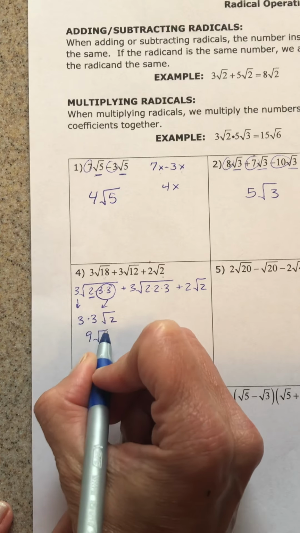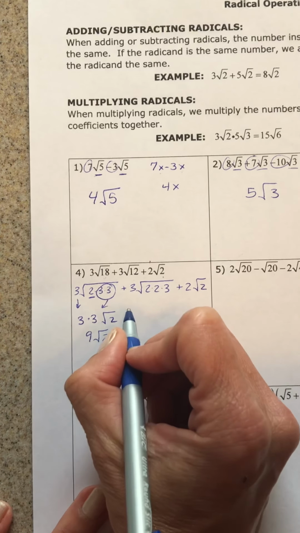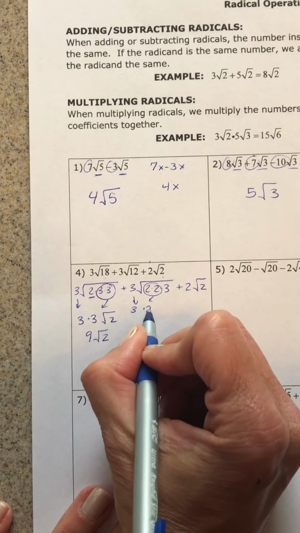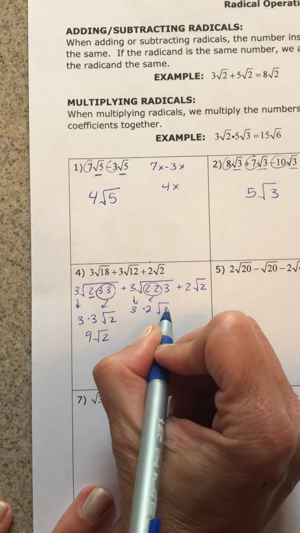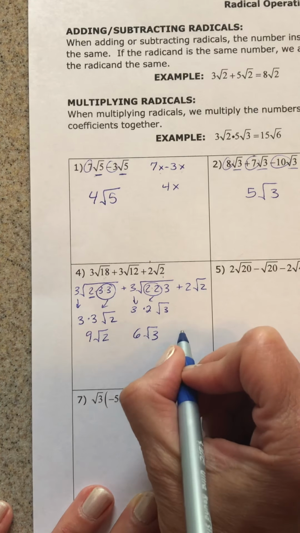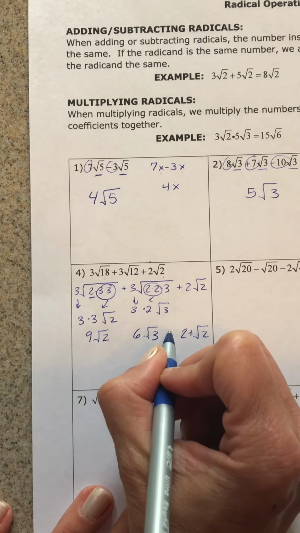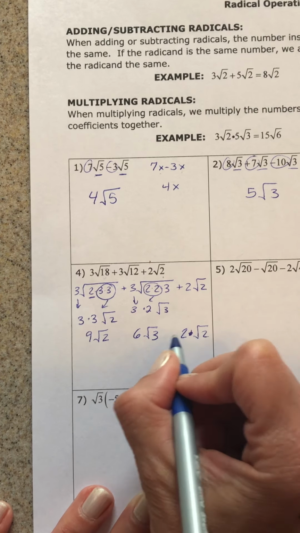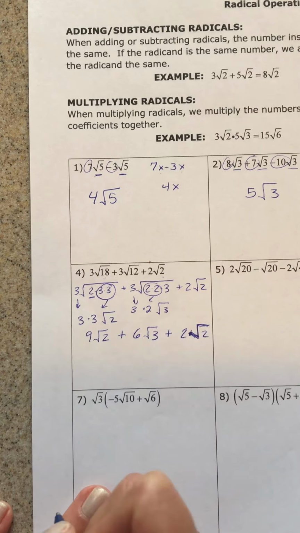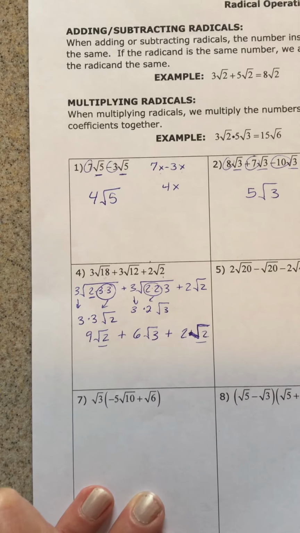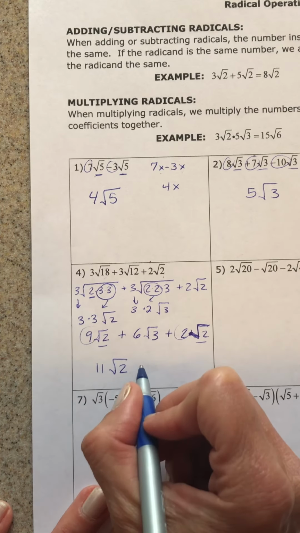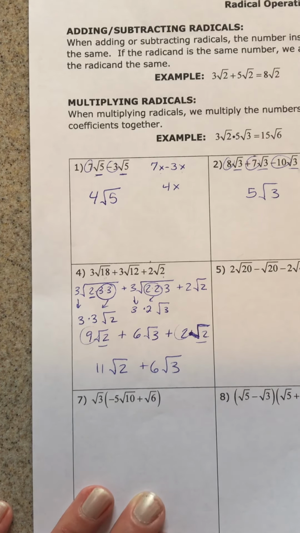This is 9 radical 2. This one becomes 3, pair of 2's comes out as a single 2. He stays home, so that is 6 radical 3. This, nothing can happen, so it's just 2 radical 2. Plus goes here, plus goes there. This is just 2 times radical 2. This radical 2 and this radical 2 are the ones that are the same, so 9 plus 2 is 11 radical 2, and that guy doesn't have anyone to add to, so you just bring him down.